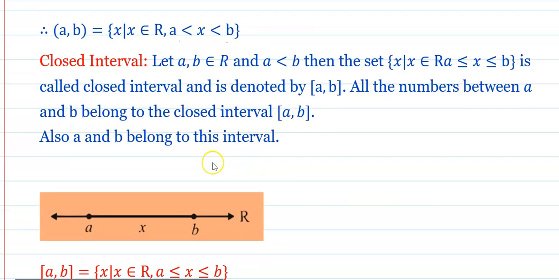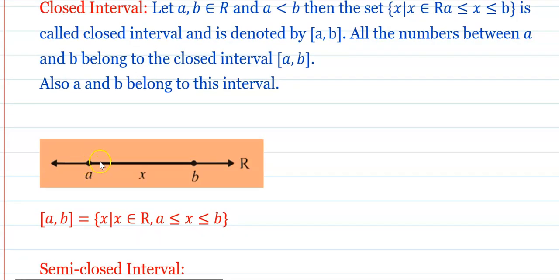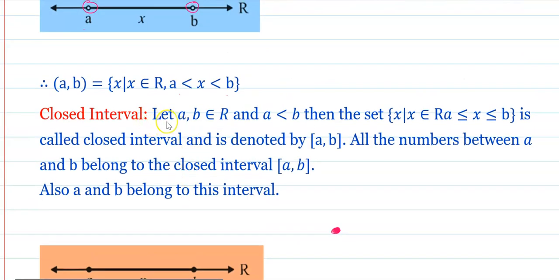Now the next, closed interval. See this here. This bracket is open and this one is totally filled up with dark shading. It is like this. And this type of interval is called the closed interval. Now see this. Let a, b belong to the set of real numbers, a is less than b. Then the set {x : x belongs to the set of real numbers and x lies between a and b, and x is equal to a also and x is equal to b also}. It means here a and b are also included.